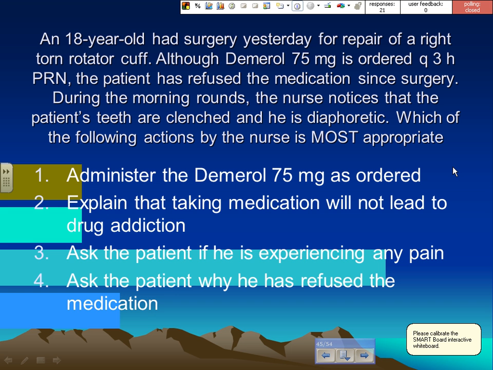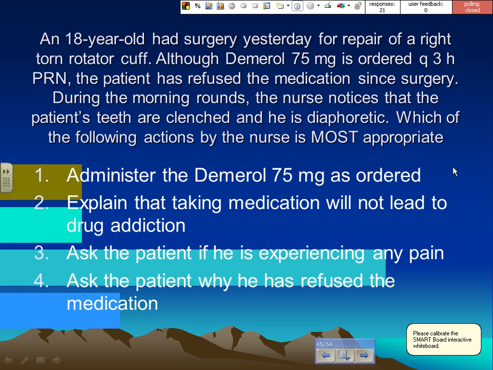Literally, legally, you are. Explain that taking medication will not lead to drug addiction. Why is that incorrect? Right, you don't even know if that's why he's refusing it. So you're making an assumption that is almost a stereotypical kind of assumption. He's 18 years old, so therefore.